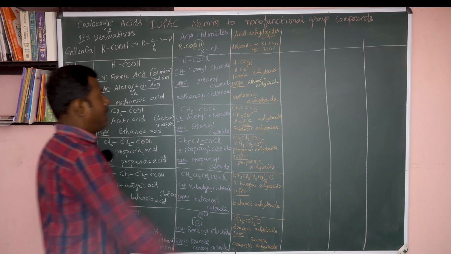When carboxylic acids react with an alcohol in the presence of an acid, ester and water are formed. So this reaction is called esterification. Esters: the general structural formula is R-COO-R.